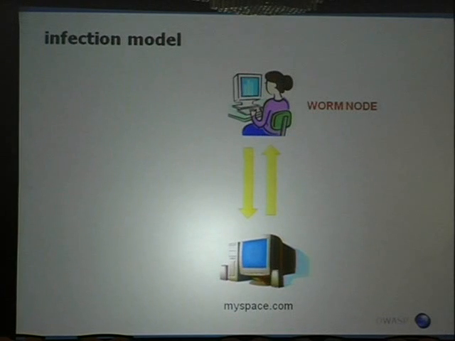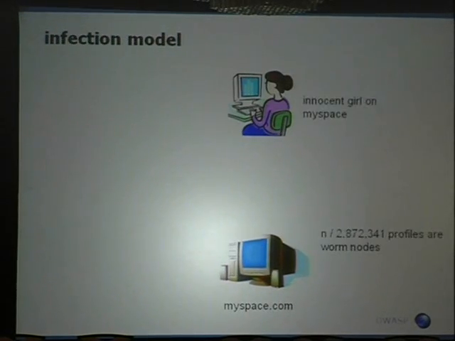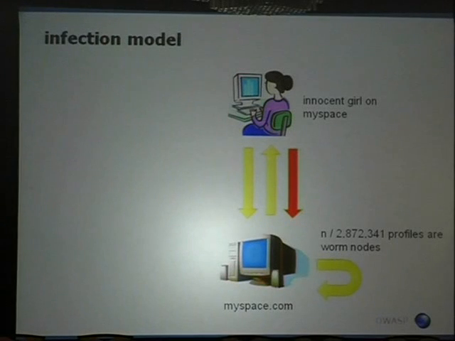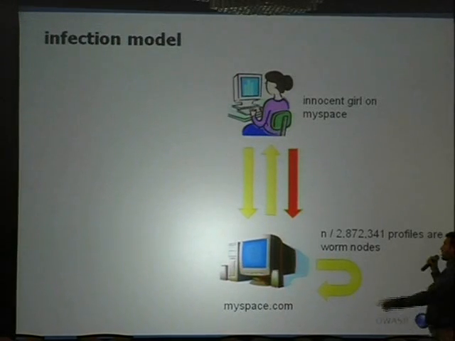You might think that now she becomes a worm node. This is actually an abstract thing that you took with the data and made it out to be. She is not actually part of the worm network. Really, it's just that there's some number out of all the profiles on MySpace that are worm nodes. So what happens is when she goes to MySpace, she gets some payload delivered to her. That payload issues an XML HTTP request back to the site. And the whole attack is taking place within MySpace.